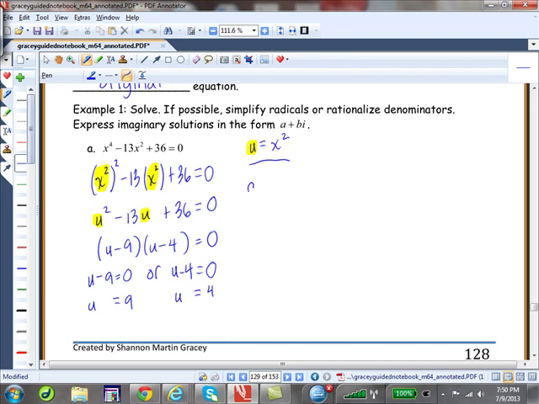So remember we got u was 9, so we get 9 is x squared, or we get 4 is x squared, and we solve the resulting equations. If we square root both sides, and remember this is what we got for u, we just plug them in. So when we solve them, we'll get plus or minus 3 is x, or plus or minus 2 is x. And I'll leave you to check this in the original equation, that we'll have 4 solutions for this guy.